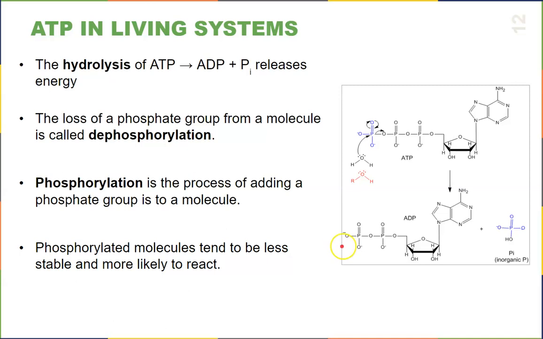Losing that phosphate group is dephosphorylation. Putting that phosphate group back on is phosphorylation. And phosphorylated molecules actually tend to be less stable and more likely to react, which is kind of a good thing. That means it's easy for cells to break that third phosphate group off and get the energy from it.